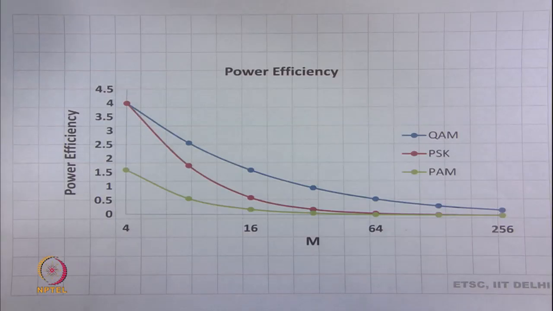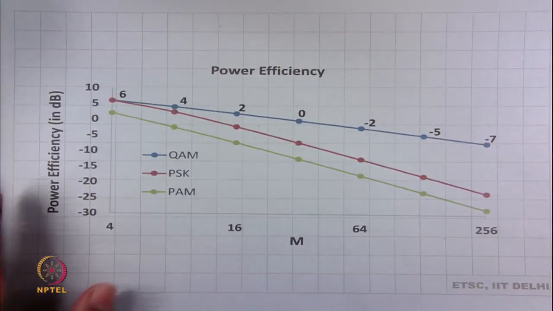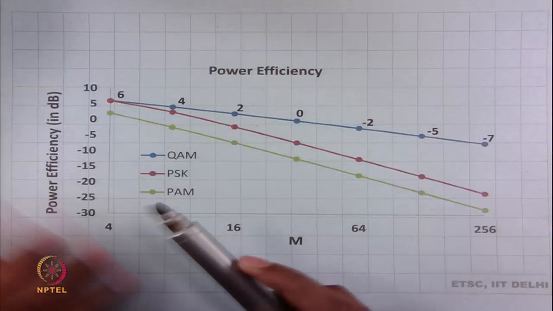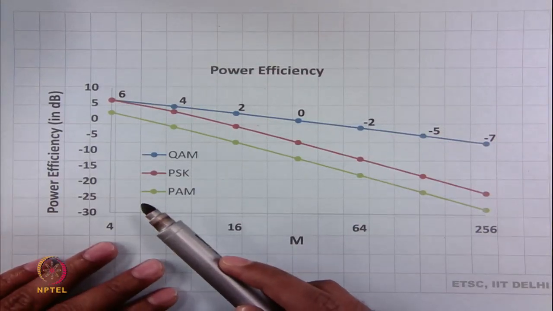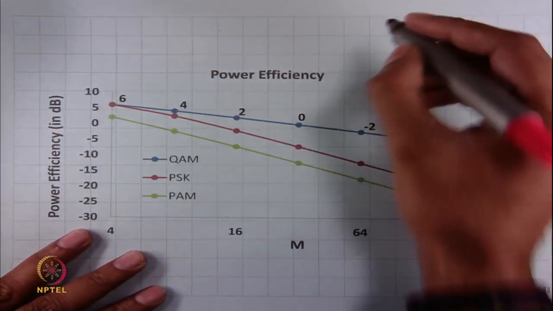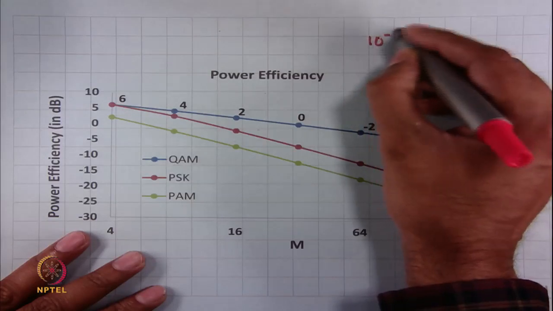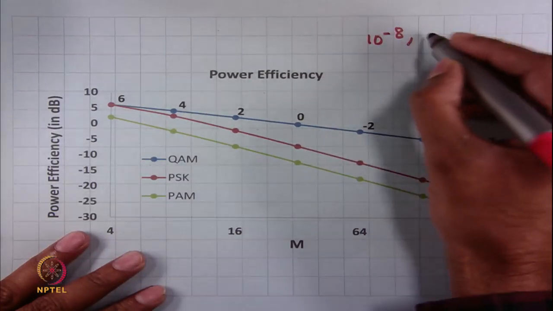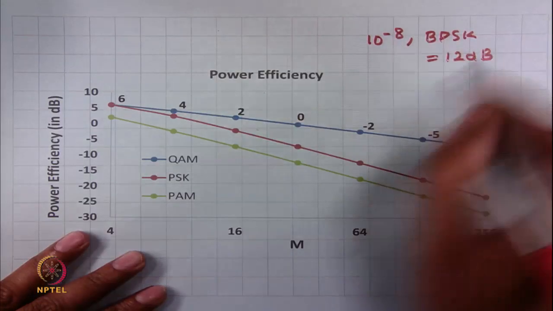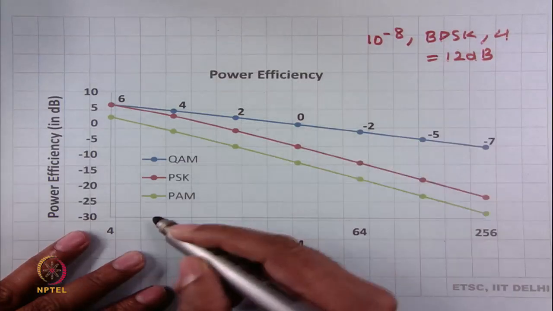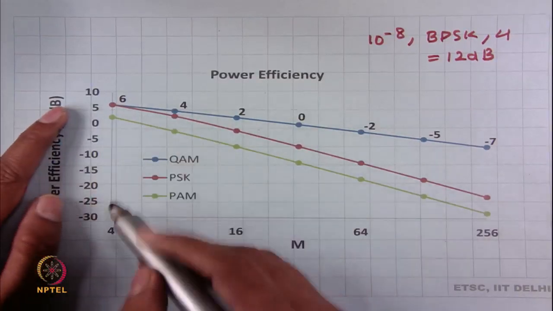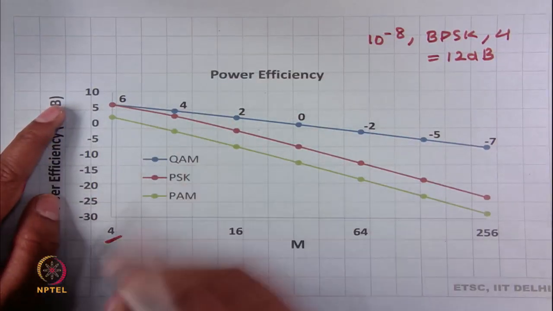We can also plot this power efficiency in dB scale, because this tells you quickly how efficient one modulation scheme is compared to another modulation scheme. For example, in the last lecture on binary modulation schemes, we said that for a bit error rate of 10 to the power minus 8, BPSK requires Eb/N0 of 12 dB, and BPSK has a power efficiency of 4. QAM also has a power efficiency of 4 when you are considering 4-QAM.